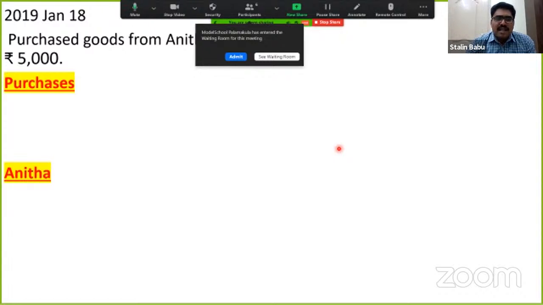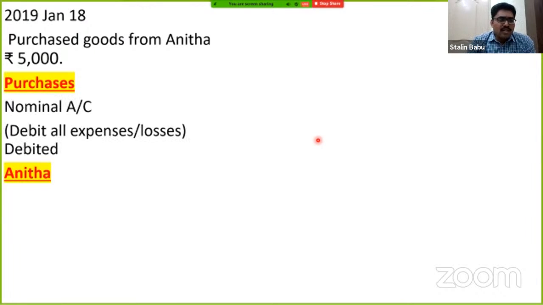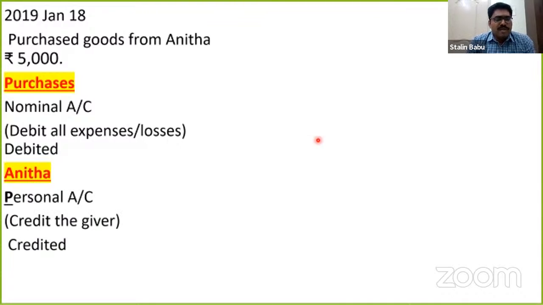Purchase account is an expenditure to the business, so it belongs to nominal account. According to the nominal account, debit all expenses and losses. So purchase account is debited. Anitha is a natural person. According to the personal account, debit the receiver, credit the giver. She is the giver of the goods to the business, so her account should be credited. So the entry is purchases account debit to Anitha account.